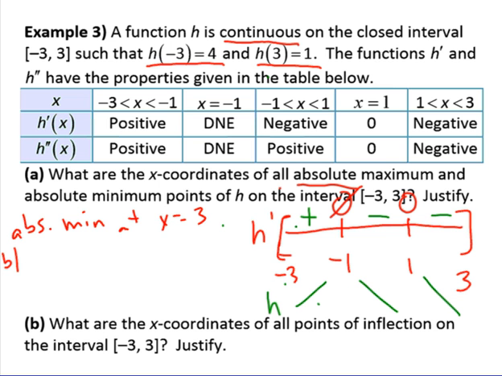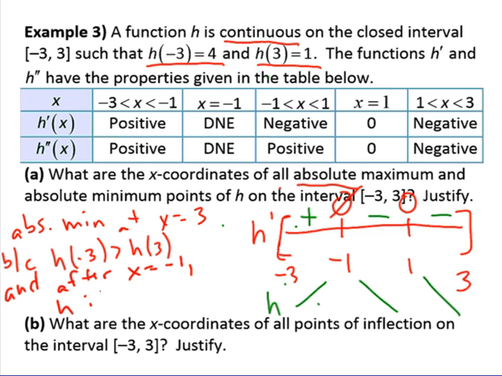Because I would state that I know that h of -3 is greater than h of 3. And after x equals -1, h is strictly decreasing. So what that means is I don't come up and then go back down again. So at 3 is the smallest value.